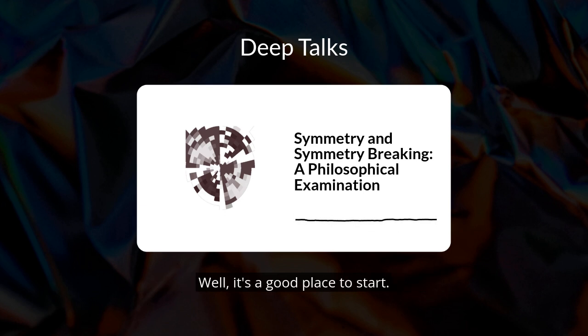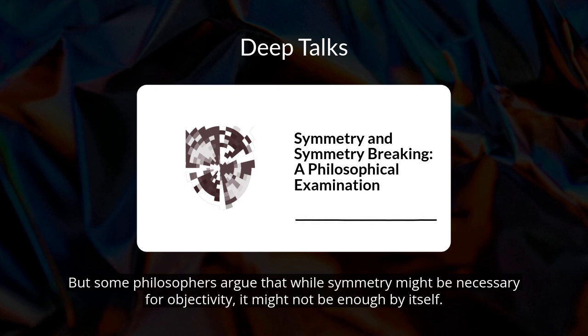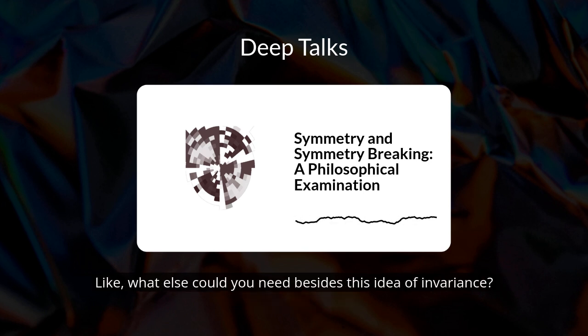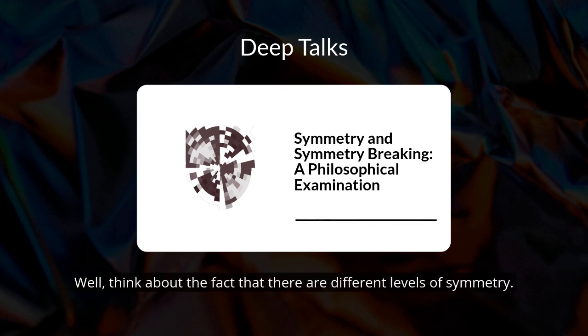Well, it's a good place to start, but some philosophers argue that while symmetry might be necessary for objectivity, it might not be enough by itself. There could be other things that make something objective that go beyond symmetry. Like what else could you need besides this idea of invariance? Well, think about the fact that there are different levels of symmetry.